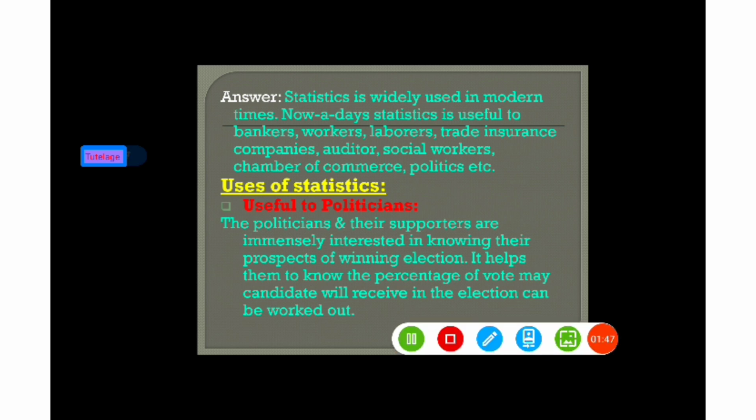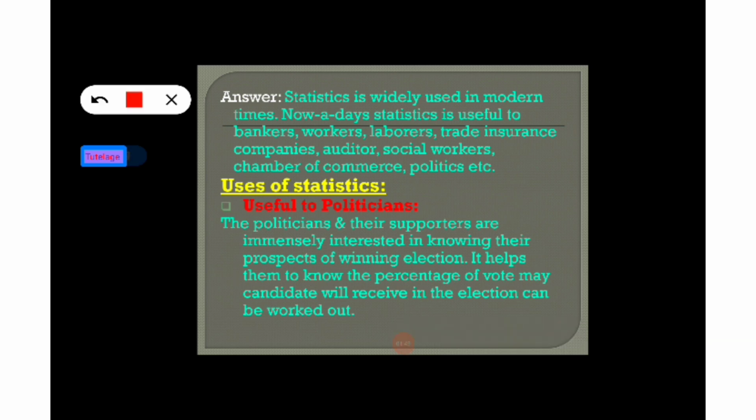Statistics is widely used in modern times nowadays. Statistics is useful to bankers, workers, laborers, trade, insurance companies, auditors, social workers, politics, etc. So that's why statistics is useful to every sector. And now going to the uses of statistics.